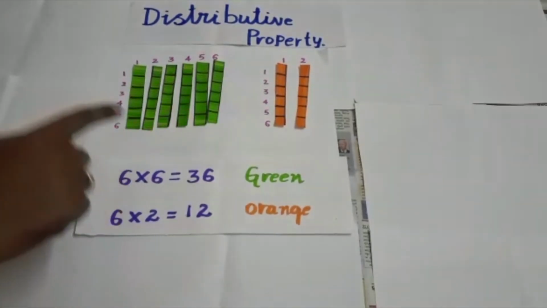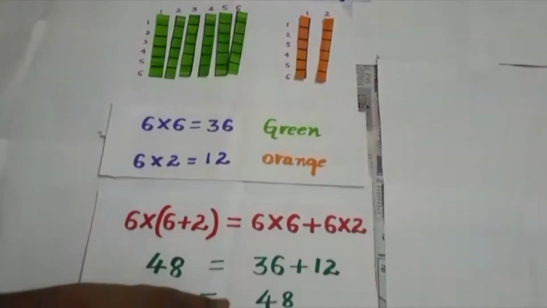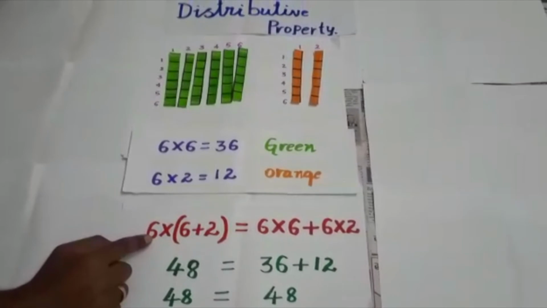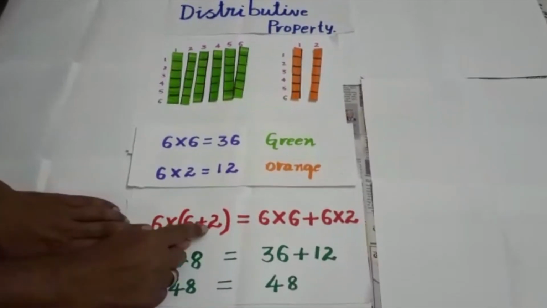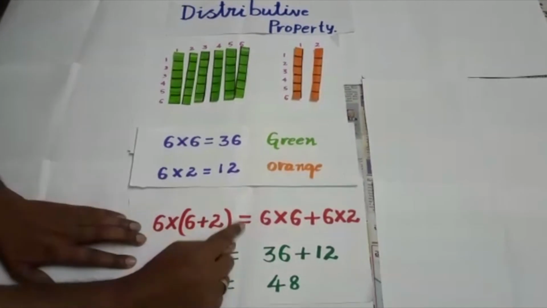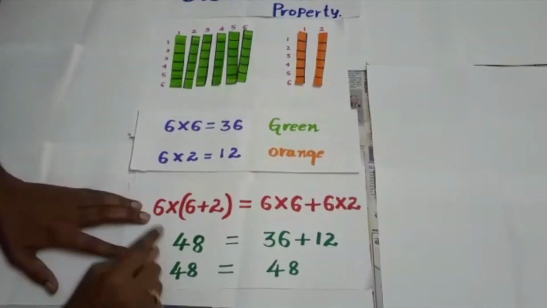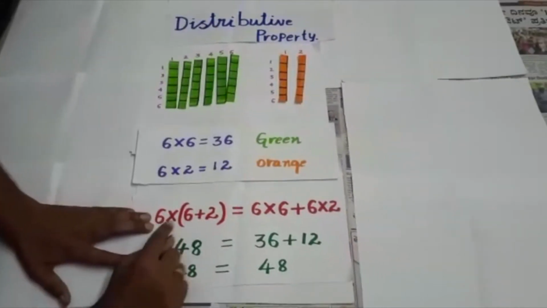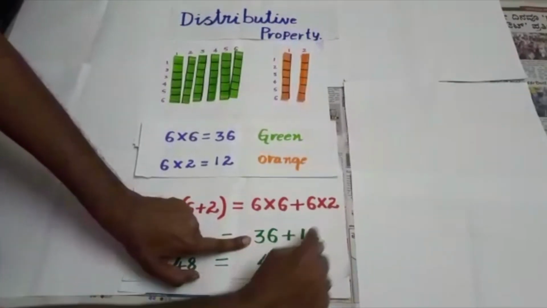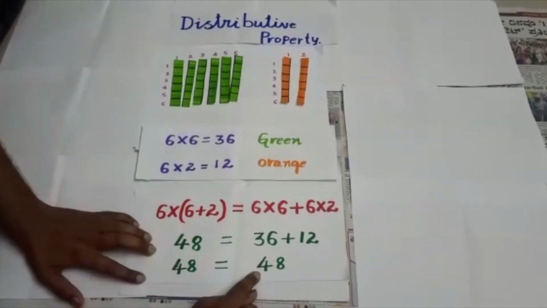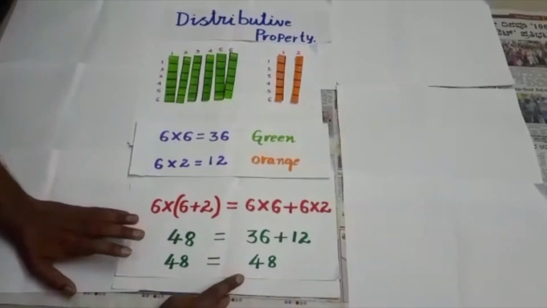All together, I can write in this form, that is, the total number of grids from the beginning we can distribute in this way, that is 6 into (6 plus 2) is equal to 6 into 6 plus 6 into 2, which is nothing but 6 into 8, which is 48, that is equal to 6 sixes are 36 plus 6 twos are 12, 36 plus 12 is also nothing but 48. So here LHS is equal to RHS, that is 48 is equal to 48, and 48 is also a whole number.